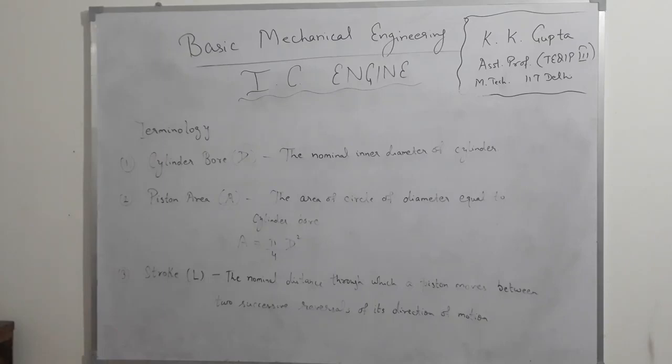Third is stroke. It is denoted by capital L. It is the nominal distance through which a piston moves between two successive reversals of its direction of motion. Means from up to down or down to up in the cylinder, that distance traveled by the piston is called stroke length.